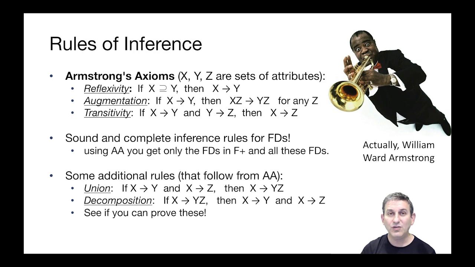There are some additional rules that are really just macros of Armstrong's axioms, but they're nice to remember because they're handy in proofs. The union rule says if X determines Y and X determines Z, then X determines YZ. We saw this in the previous slides as well. And the decomposition rule, if X determines YZ, then X determines Y, and X determines Z. All right, and it's useful to try to prove these using Armstrong's axioms directly, because as I said, they're sort of macros of those axioms. So see if you can prove them.